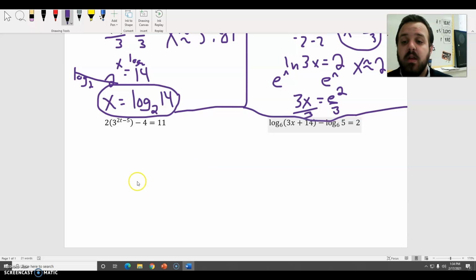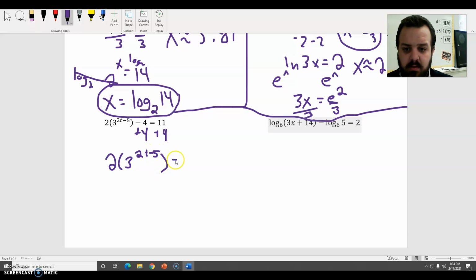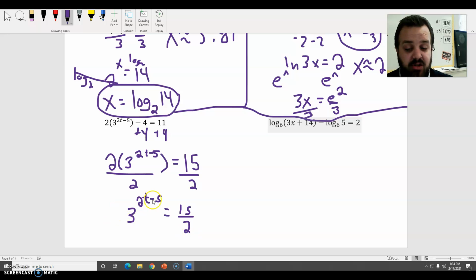Let's take a look over here. All right, this one again, how I'm going to solve this. I want to start by trying to get the exponential part by itself. So I'm going to add 4 to both sides. I get that 2 times 3 to the 2t minus 5 equals 15. I'm then going to go ahead and divide by 2. I'm going to get 3 to the 2t minus 5 equals 15 halves.